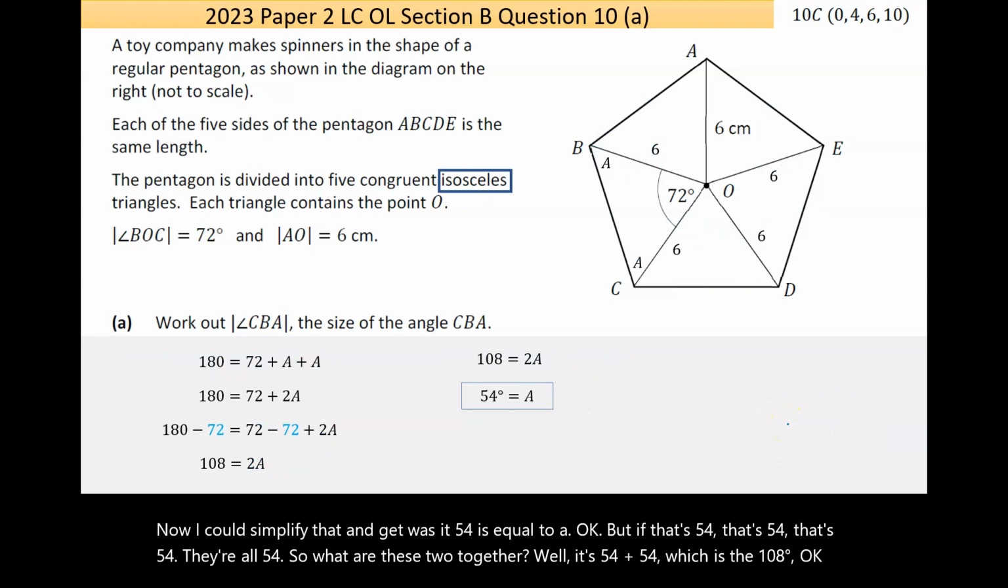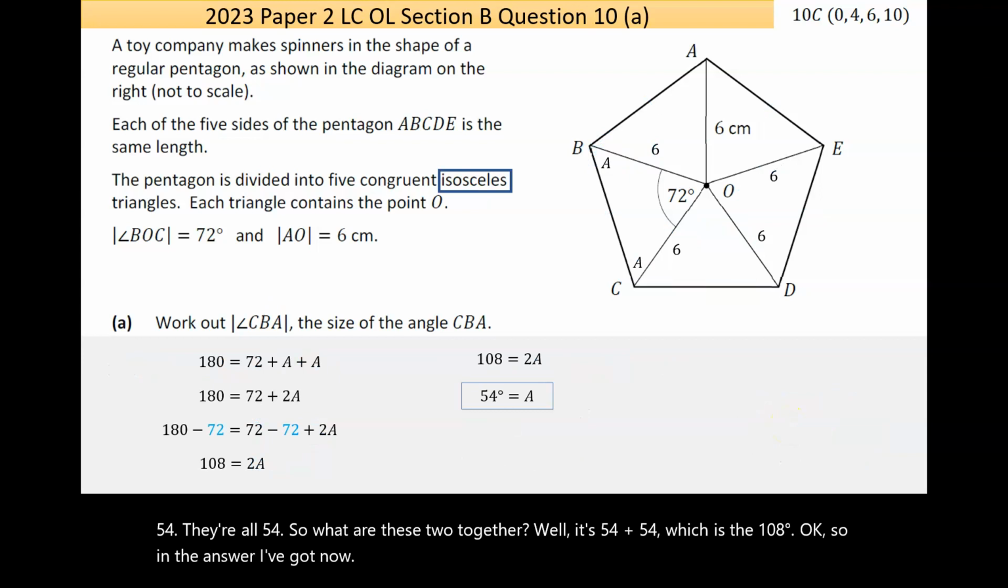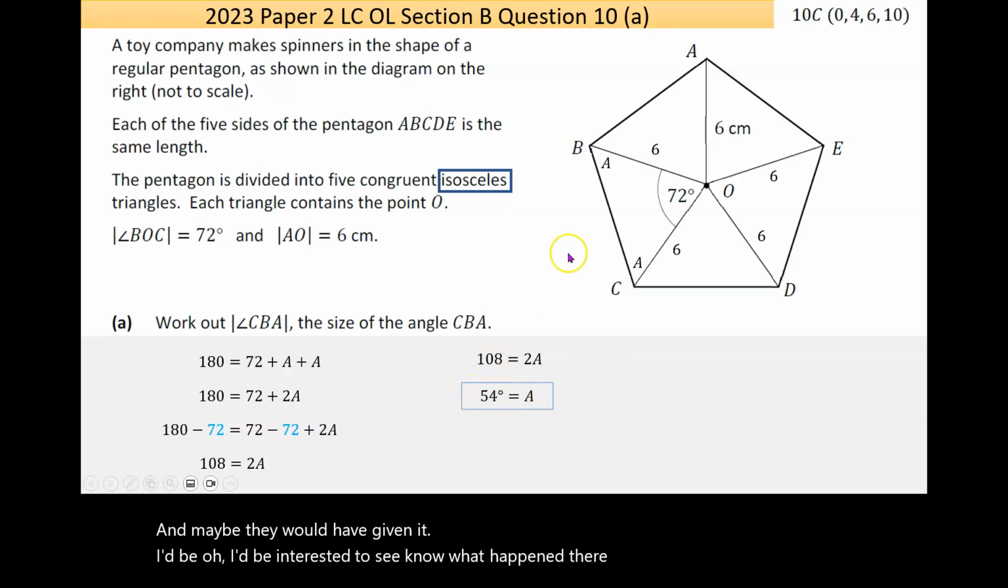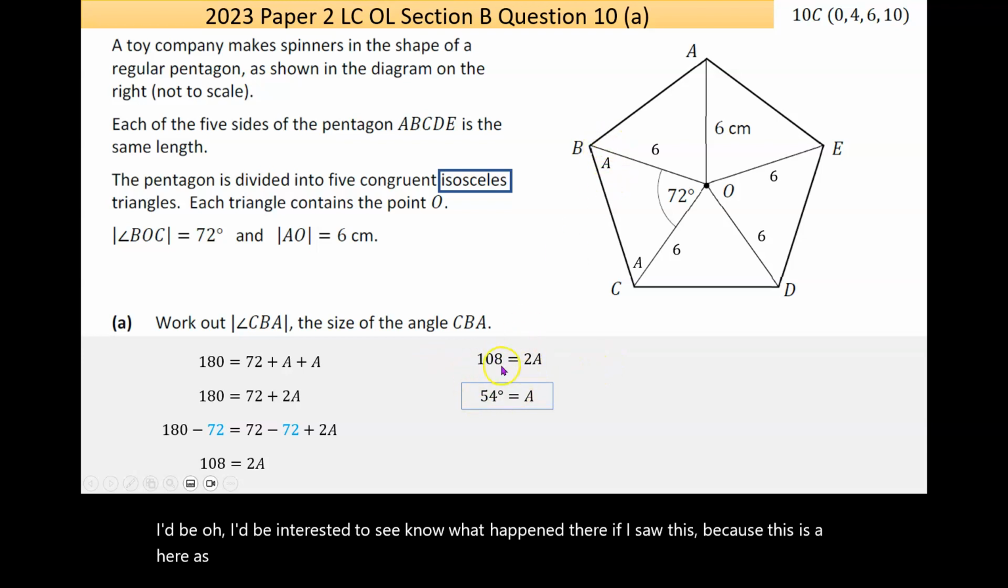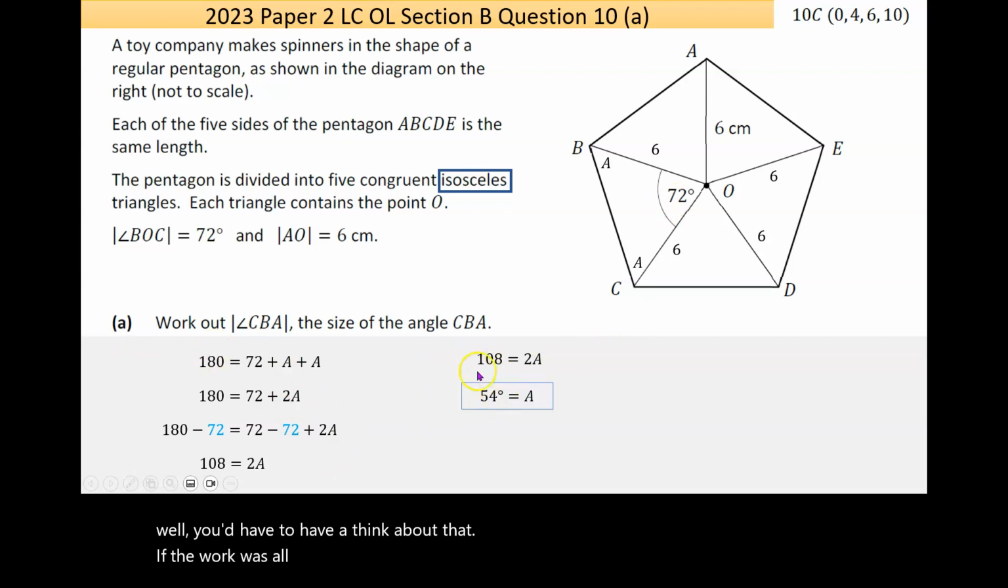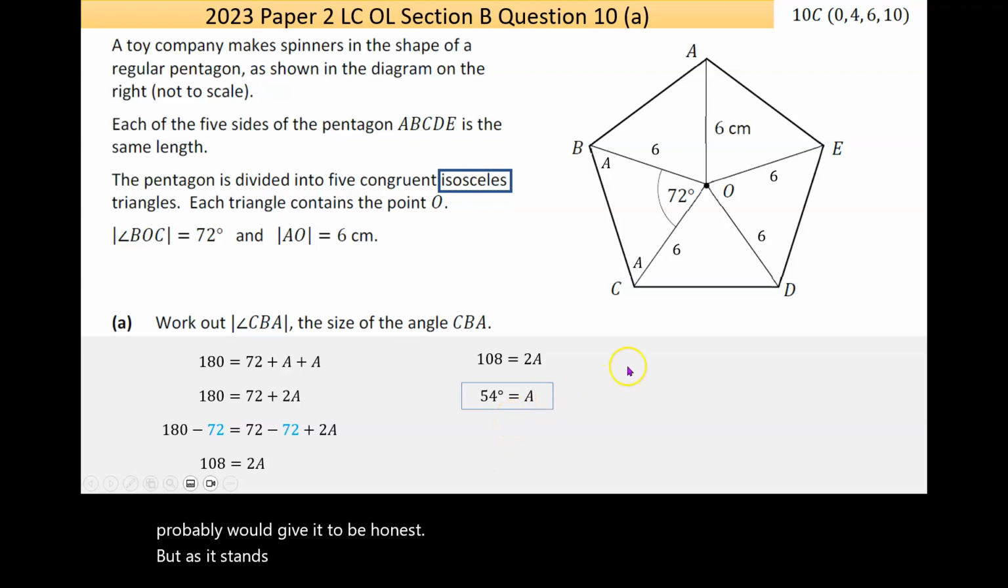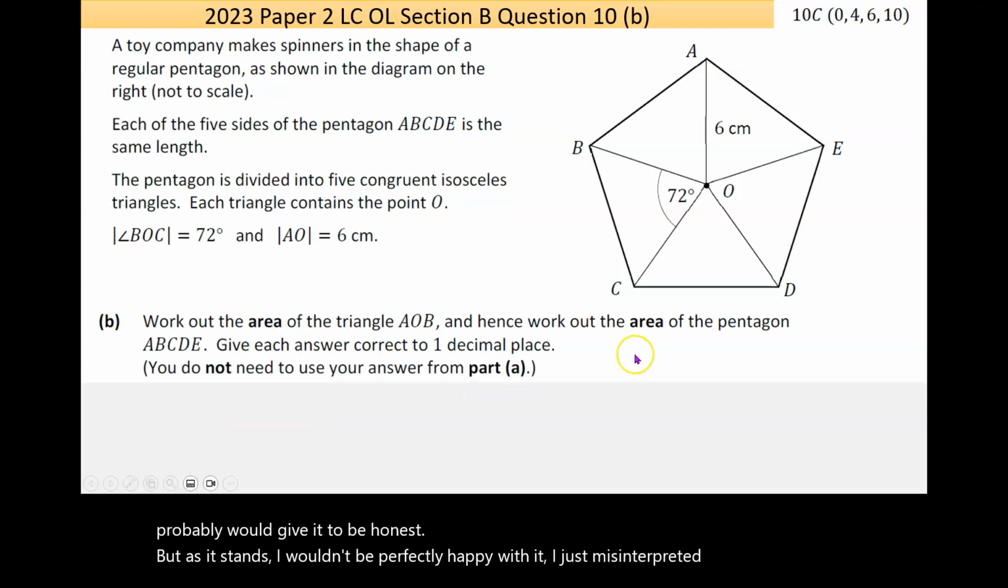Okay, so in the answer, I've that done now. Did I finish it off? CBA, actually I got this wrong because I declared the answer as 54. And maybe they would have given it there. I'd be interested to see what happened there. If I saw this, because this is A here as well, you'd have to have a think about that. If the work was all perfect and the logic was shown, I probably would give it, to be honest. But as it stands, I wouldn't be perfectly happy with it. I've just misinterpreted or I forgot to do it or whatever.